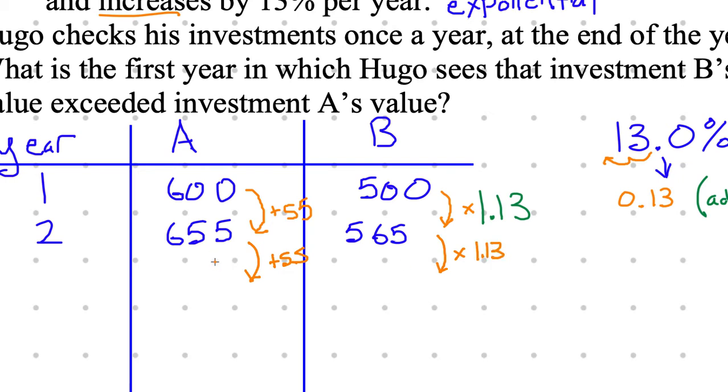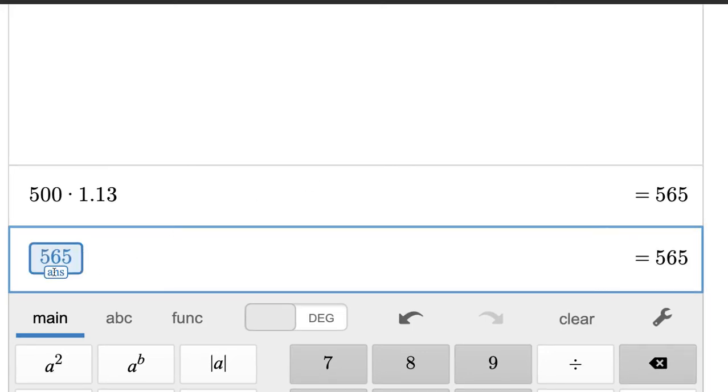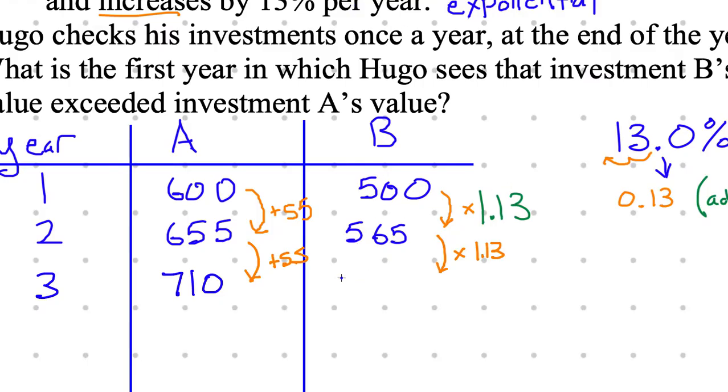So I can do this in my head. If I add 55 twice, I'm really adding 110. So this should be 710 over here. We're going 1 year into the future, so this is year 3 now. And times 1.13, so I can come back here. I don't have to type in 565 again. I can just type in AN, and as soon as I hit the letter S, it has the previous answer. That's what ANS stands for. You can say times 1.13. And now I'm going to get a decimal, 638.45. Okay, is B bigger yet?